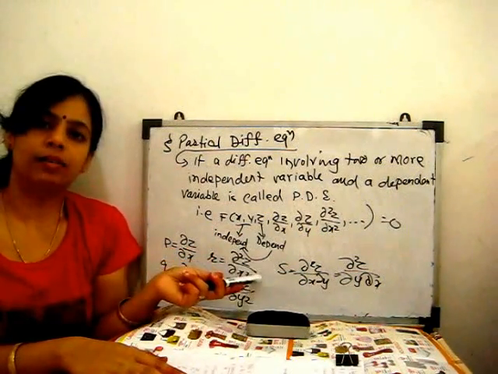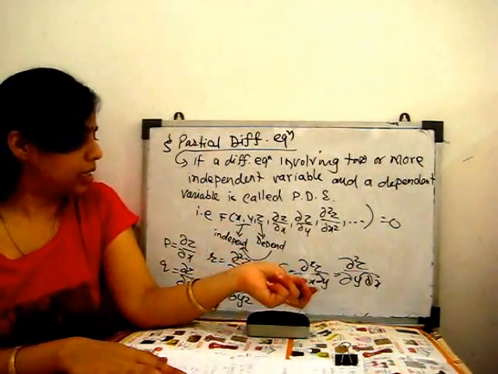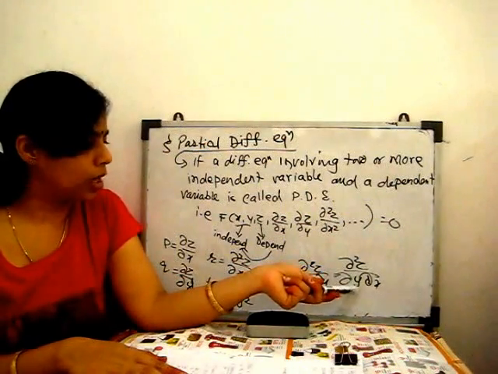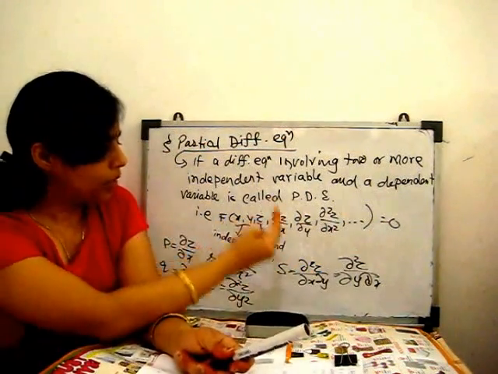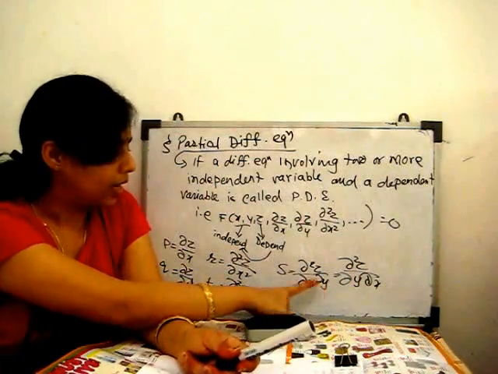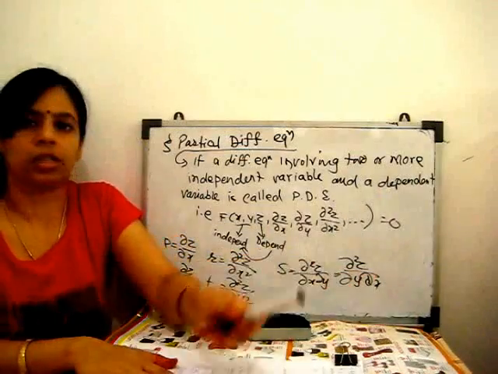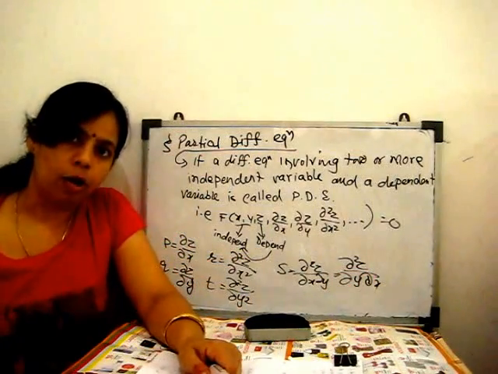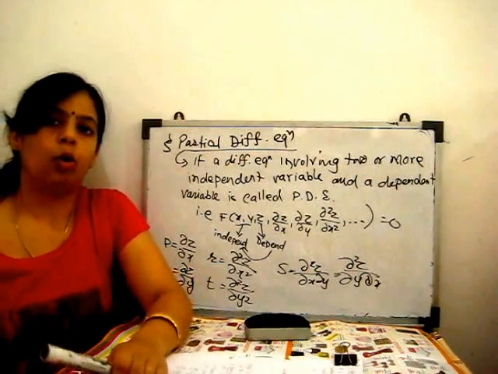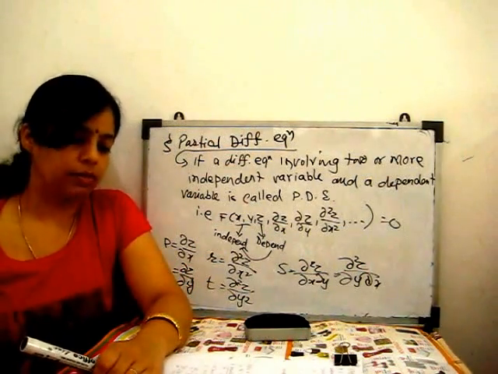R is the second order derivative of z with respect to x. T is the second order derivative with respect to y. S is del 2 z upon del x del y, or we can say del 2 z upon del y del x. It means first we differentiate z with respect to y and after that with respect to x, or vice versa. So you should remember the meaning of P, Q, R, S, T. When we know P, Q, R, S, T, we can go further with partial differential equations.